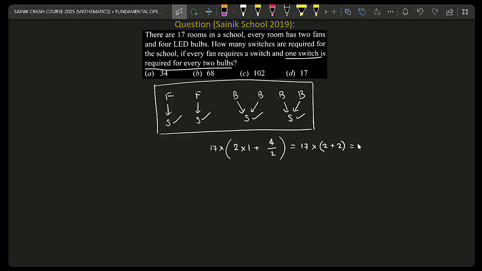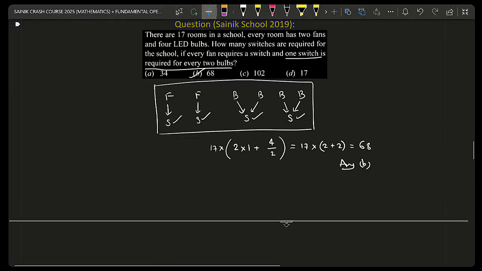Sir, 17. Sir, 68. So the answer is B. Understood, Neeraj? Yes, sir. You're not reading the entire question properly. First, understand the question properly, everything, all the sentences, and then try to apply. You're simply adding the two fans and four bulbs. Then you won't get the number of switches. First, find the number of switches for one room and then simply multiply. Okay, you can copy this now.